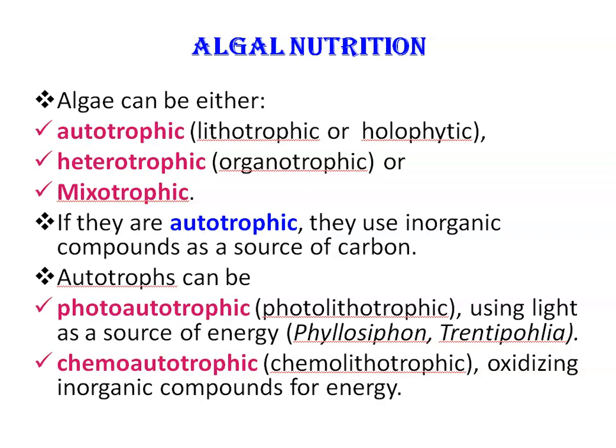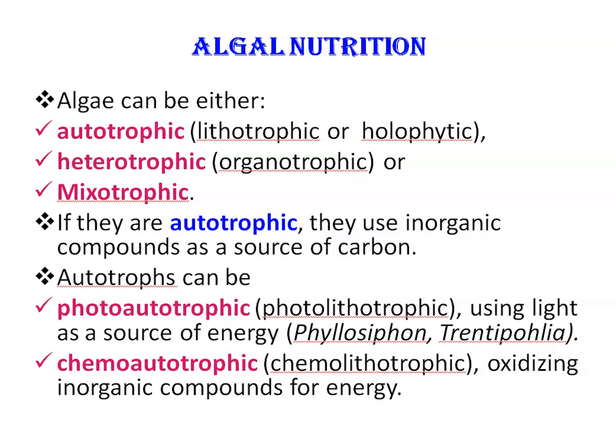Autotrophs can be photoautotrophic or chemoautotrophic. Photoautotrophy is also called light eating. Here, organisms undergoing photoautotrophy obtain nutrition by light energy, meaning sunlight, and inorganic sources like atmospheric carbon dioxide and water to prepare their food. Examples are Phyllosiphon and Trentepohlia, etc.